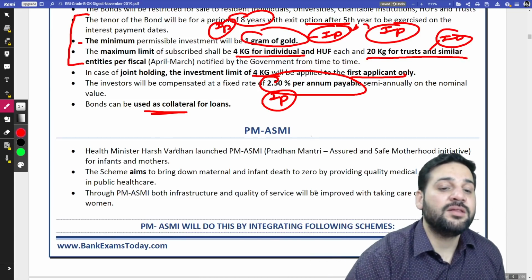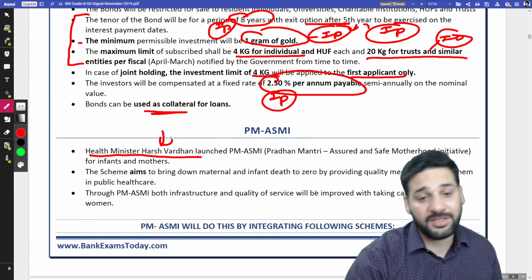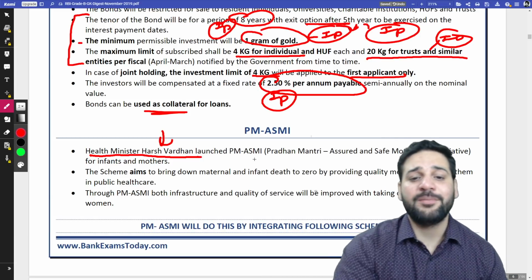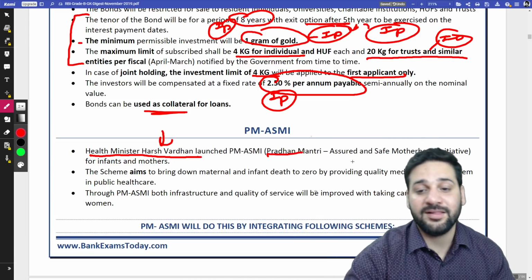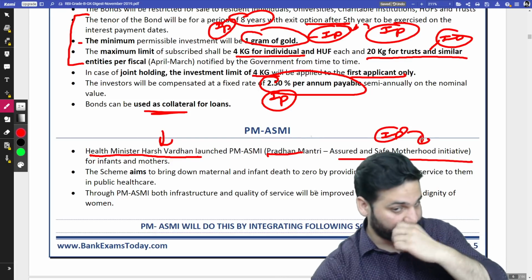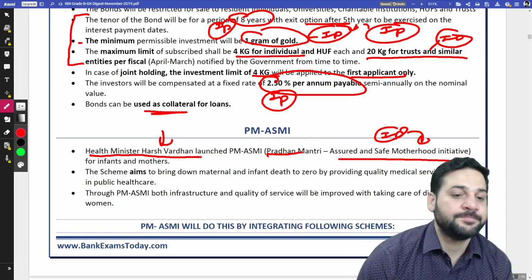So PM ASMI. Who is the cabinet health minister? The health minister is Harshvardhan. Remember this also. He launched the PM ASMI scheme. Please remember the full form of the PM ASMI scheme. That is Pradhan Mantri Assured and Safe Motherhood Initiative. So this one is really, really important. What is the full form of PM ASMI scheme? Pradhan Mantri Assured and Safe Motherhood Initiative.